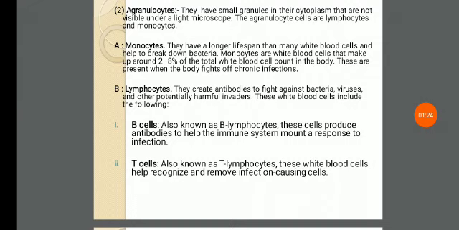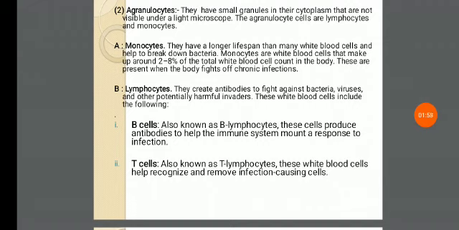Number B, lymphocytes. Lymphocytes create antibodies to fight against bacteria, viruses and other potentially harmful invaders. These white blood cells include the following: number 1, B cells, and number 2, T cells, also called B and T lymphocytes. So B cells, also called B lymphocytes, produce antibodies to help the immune system mount a response to infection.